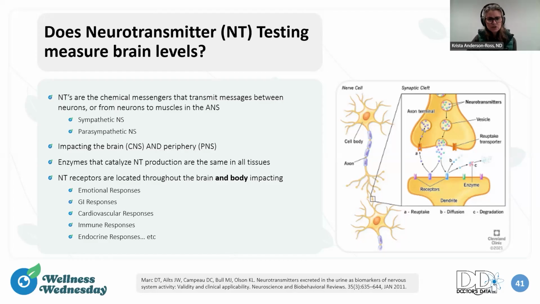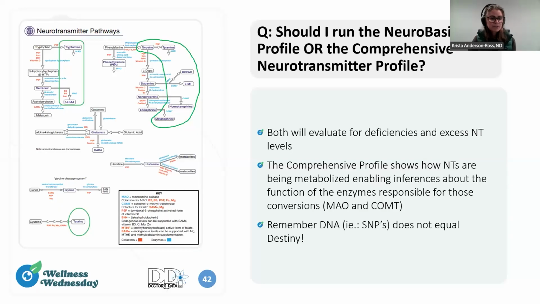So if you're questioning this, just remember that 80 to 90% of serotonin is produced in the gut. The neurobasic test is what you see here outside of the green area: serotonin, dopamine, norepinephrine and epinephrine, glutamate and GABA, histamine and glycine. And then the comprehensive neurotransmitter profile adds on everything that you see here in the green areas. So all these metabolites, as well as the amino acids, tyrosine, tyramine, and taurine.